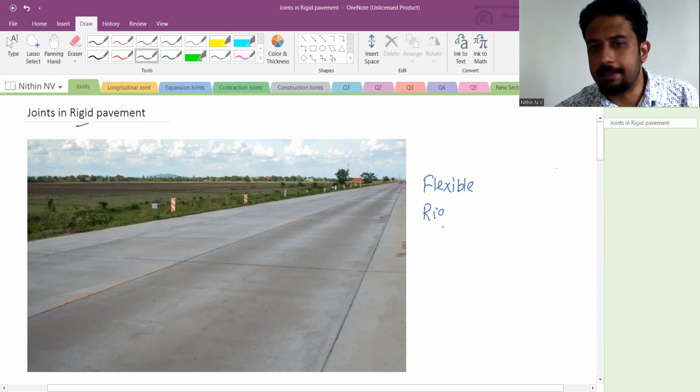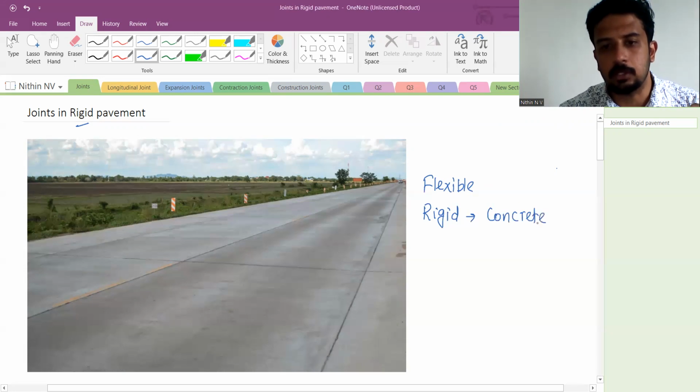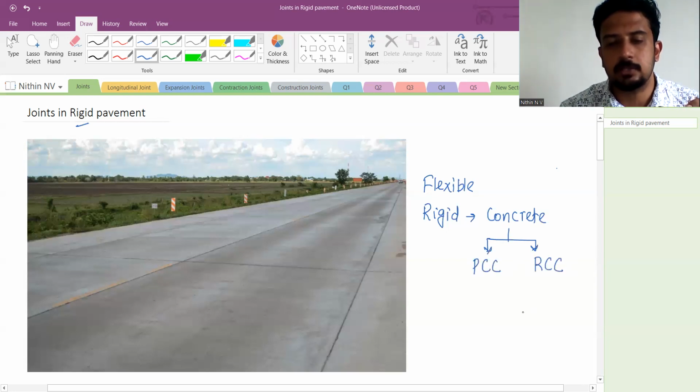The flexible pavement can also be called bituminous pavement because we are using bitumen and aggregates there. And the rigid pavement can also be called concrete pavement or cement concrete pavement. Now, whenever we say cement concrete pavement, it can be either PCC or RCC.